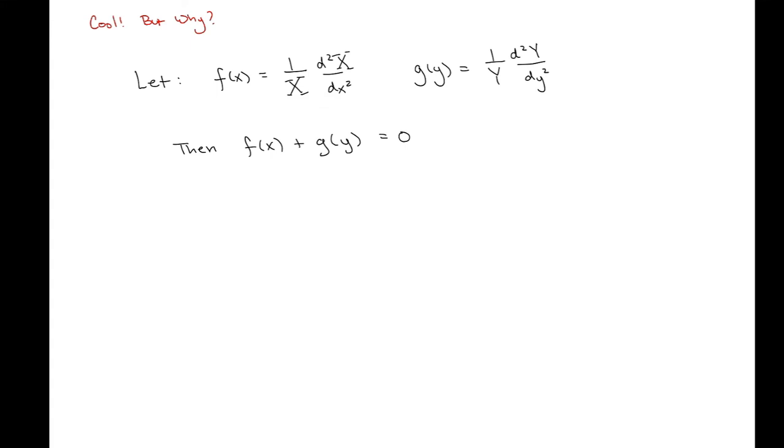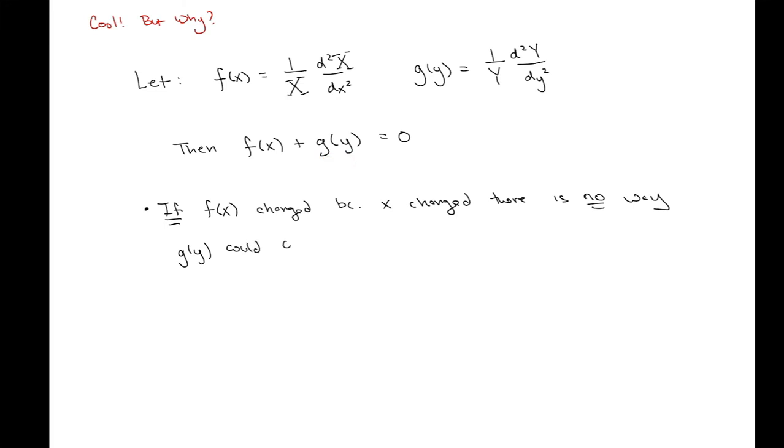And now we need to do a little bit of thinking. These two guys, when you add them together, have to sum to 0. It's important to note that if f of x changed because x changed, so I moved to a different x, there is no way my other function, this g of y, could compensate and cancel, because it has no x dependence. So it won't change if x changes. It'll still be the same value if I move in the x direction.